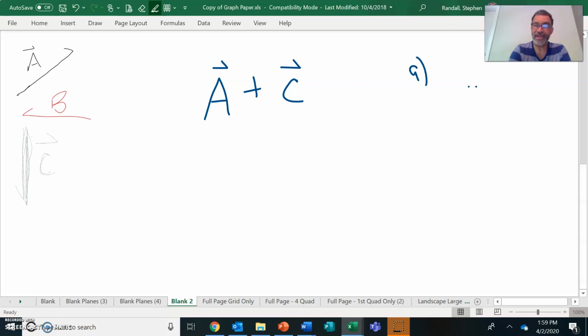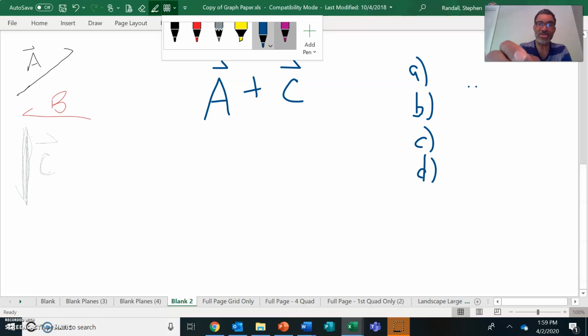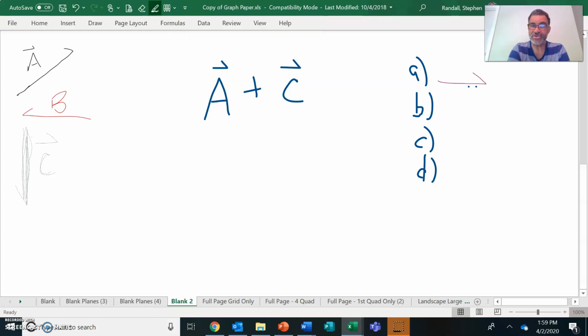I'm going to do 4 answers just because I can make it multiple choice. All right, and this might be what you see. Answer choice A would look like this. Answer choice B would look like that. Answer choice C would look like this. And answer choice D would look like that. Which one would be correct? Let's pause it and let's see.